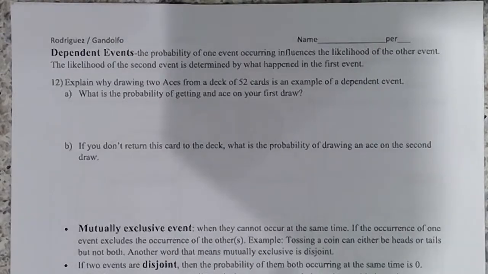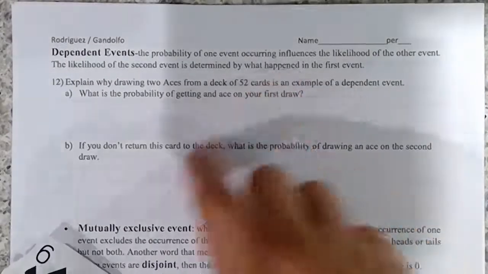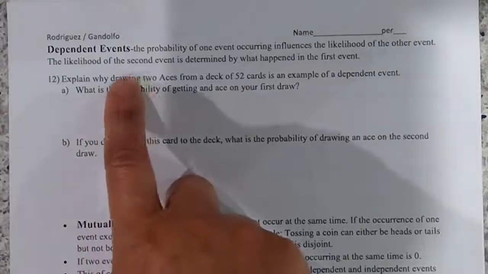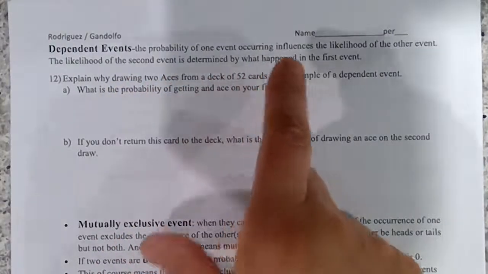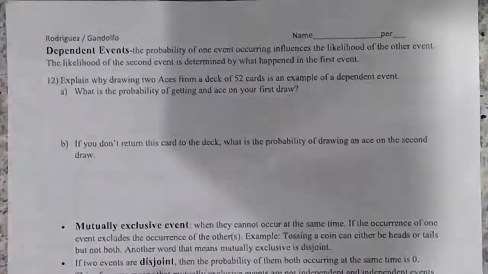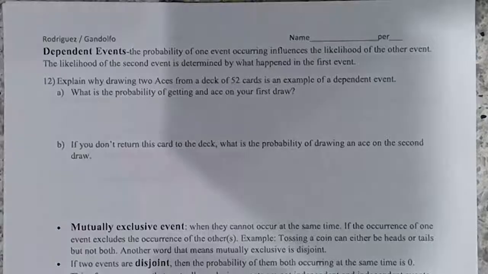All right, so now we're moving on to dependent events. Dependent events are when the probability of one event occurring influences the likelihood of the other event. The likelihood of the second event is determined by what happens in the first event. So again, we have independent events and then we have dependent events.